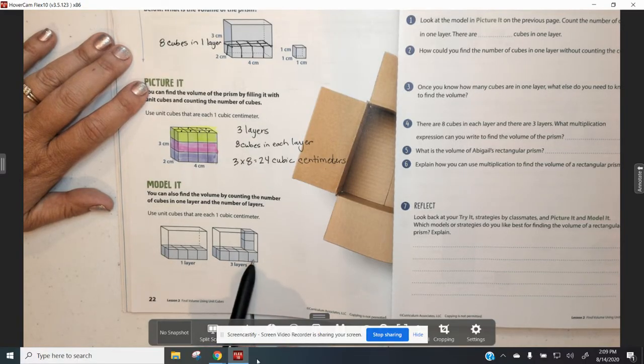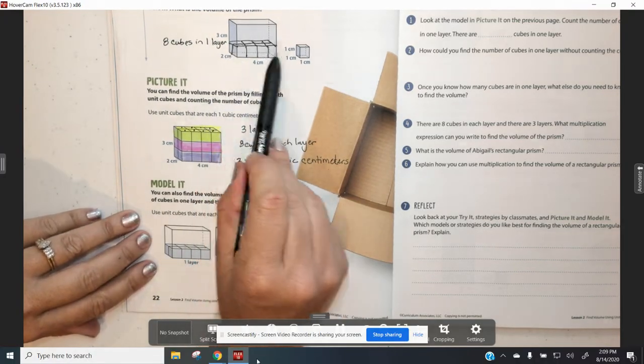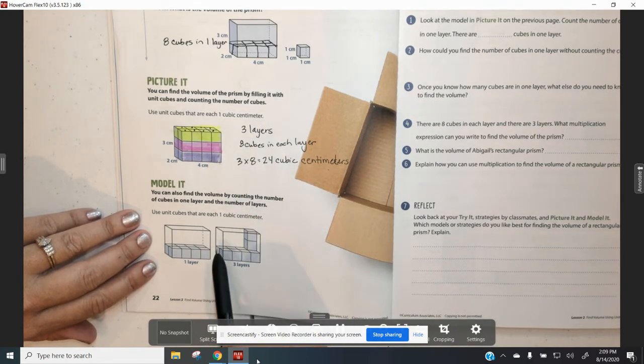The first layer is here, and then the second layer is this cube. We don't need to color them all in because we know when we fill all the space that this entire layer is going to have the same number of cubes as this bottom layer. And this top layer is going to have the same number of cubes as the second layer and the third layer. So we know that we have 8 cubes in one layer times 3 cubes high. So either way that you solved it, you would know.